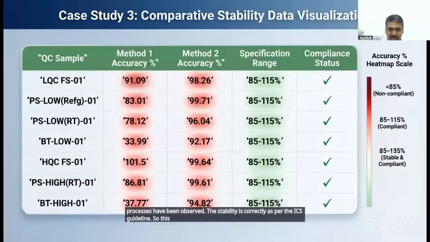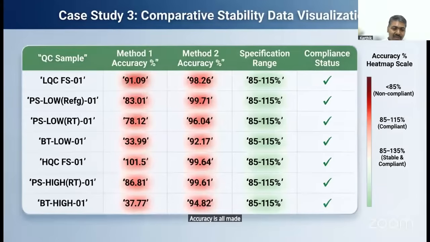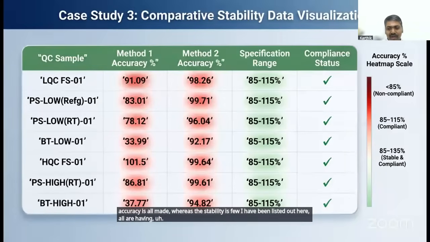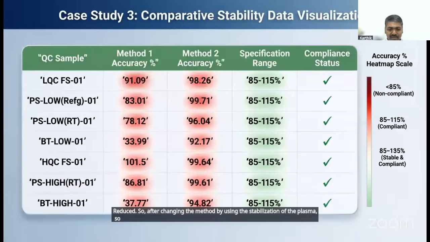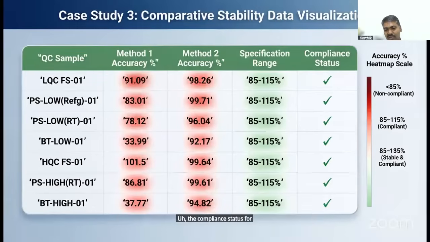So this is the method one accuracy, where fresh samples have no accuracy issues, whereas the stabilities, a few of which are listed here, all were less than 85%. For benchtop stability, we kept it for 24 hours and it was reduced to 70%. Stability was entirely reduced. After changing the method by stabilizing the plasma, there were no differences. We kept it on the bench for 24 hours also, there was no degradation of the analyte observed, and the combined stability also met the criteria.